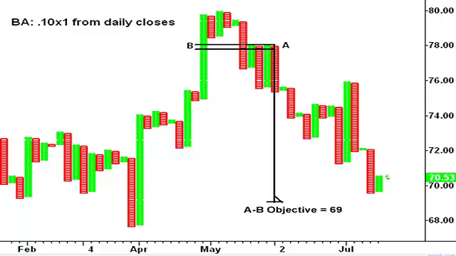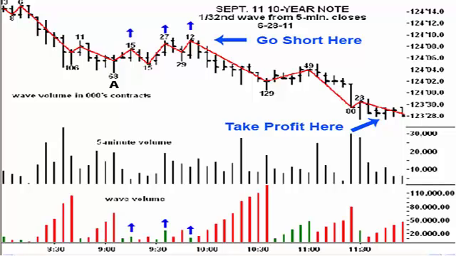The point and figure chart gave us a 10-point count at just over $78 for a maximum objective of $69 a share. When it moved into an oversold position relative to its downtrend channel, this was a good time to take profits. In addition, Boeing was well within its objective area. The Wyckoff Market Analyzer posted a nice 9 to 10-point gain.